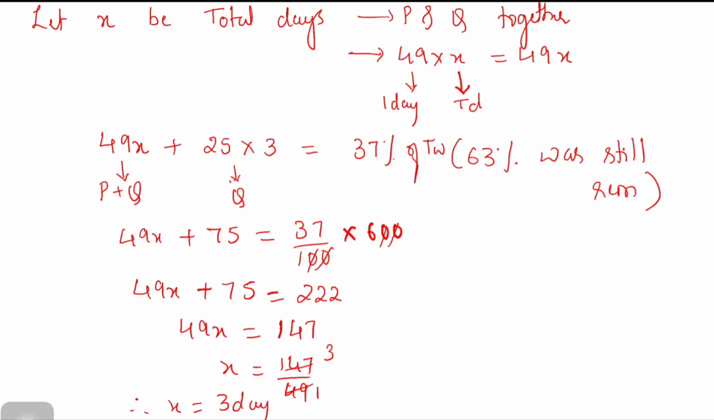So P worked till X days and he left. Therefore P left after 3 days, because P and Q together worked for X days, and X is nothing but 3 days. After that, Q continued for the remaining 3 days. So that means P left the work after 3 days.